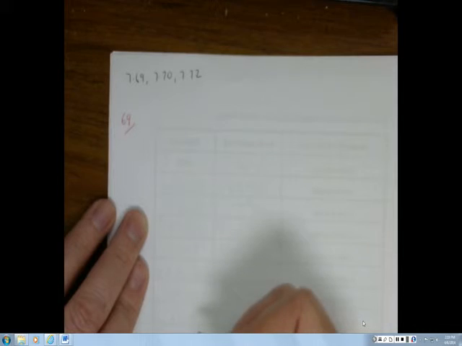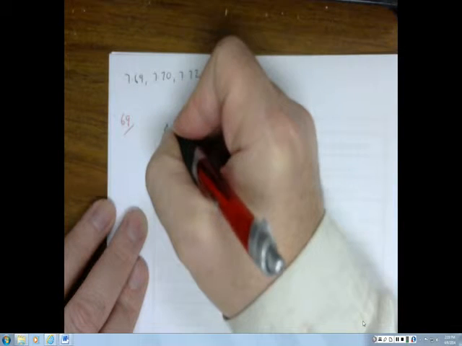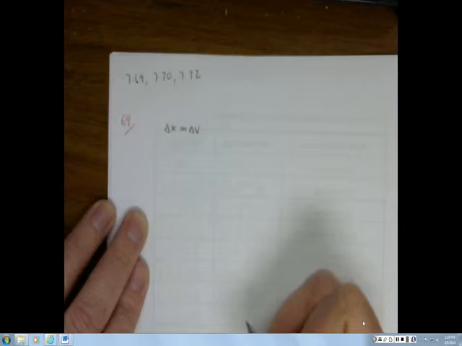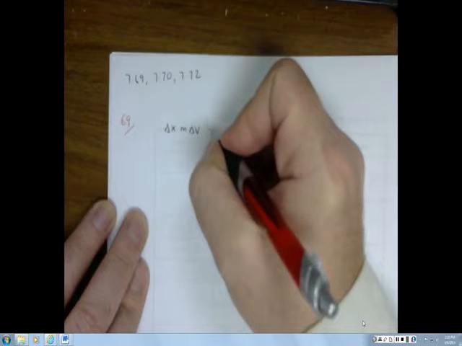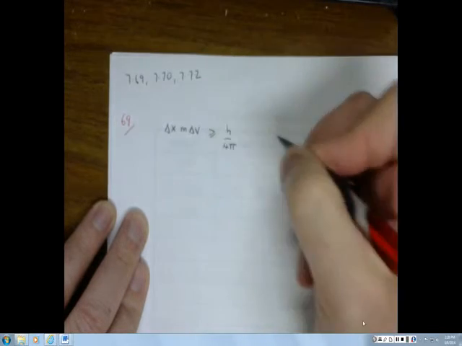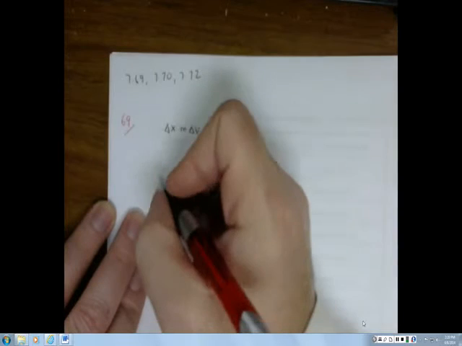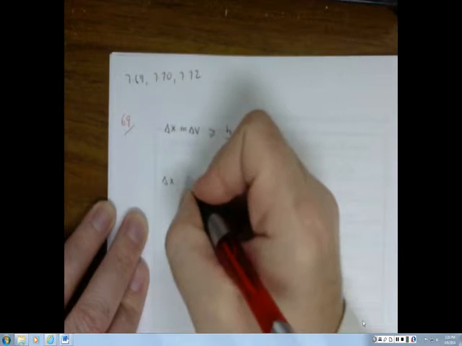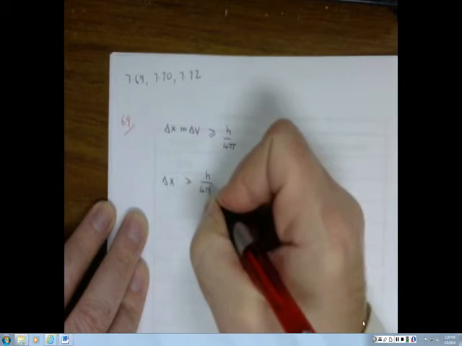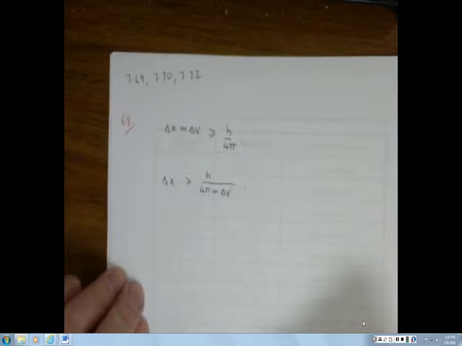So the question is, if the uncertainty in the velocity was 3%, what is the uncertainty in the position of the particles? So first thing to keep in mind is the uncertainty in the position multiplied by the mass multiplied by the uncertainty in the velocity is always greater than or equal to h on 4 pi. So we want the uncertainty in the position, so it's always going to be greater than h on 4 pi m delta v. So we have a couple of things to do.